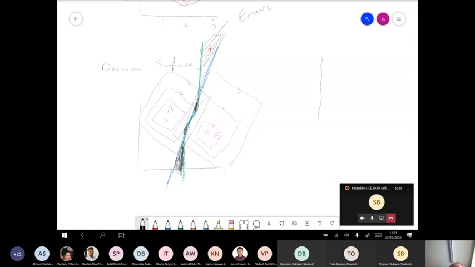Here's my axes. There is my pattern A. There is my pattern B. The Euclidean surface will be like that. And the city block surface will be like that. I'll change color.